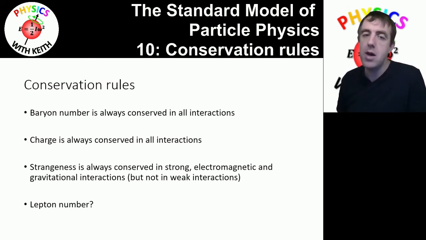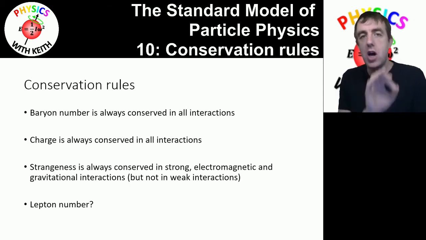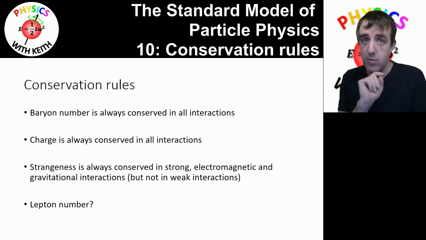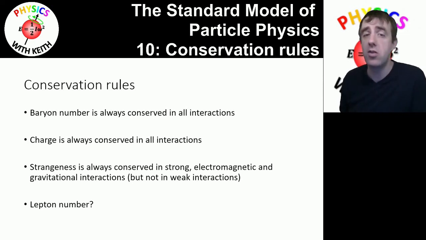Strangeness, if you remember, is following the charge of the kaon. So a K plus has a strangeness of +1. And K minus has a strangeness of -1. And that's because a strange quark has a strangeness of -1. Don't get caught out by that.